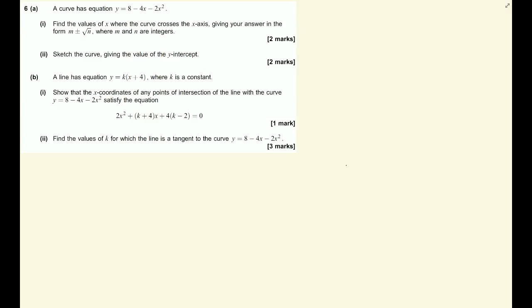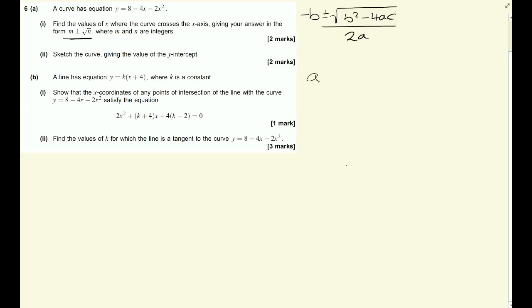Quadratic, and we're being asked to solve it when it equals 0. Find the points where it crosses the x-axis. Now, we've been given a clue here, because it's n plus or minus root n, that it's not going to factorise. So we're going to have to use the quadratic formula, minus b plus or minus the square root of b squared minus 4ac over 2a. And you do have to remember this formula.